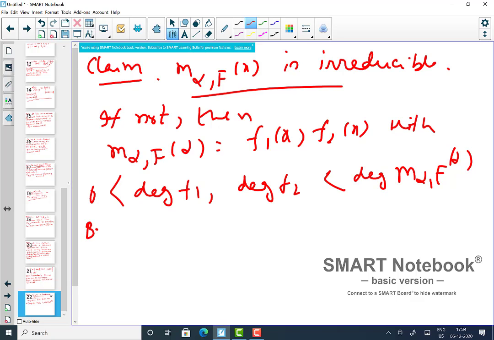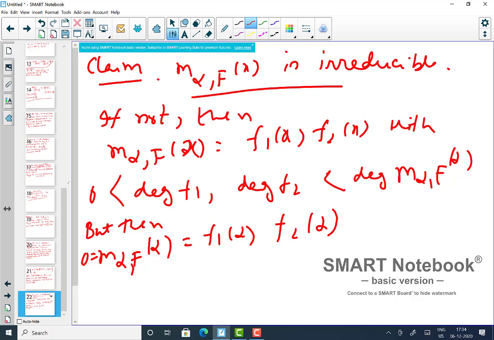But then what happened? So this is x. If you substitute alpha, then m_alpha,f(alpha) is 0, right? But this is equal to f1(alpha) times f2(alpha). So you are inside the field and the product of two numbers is 0.